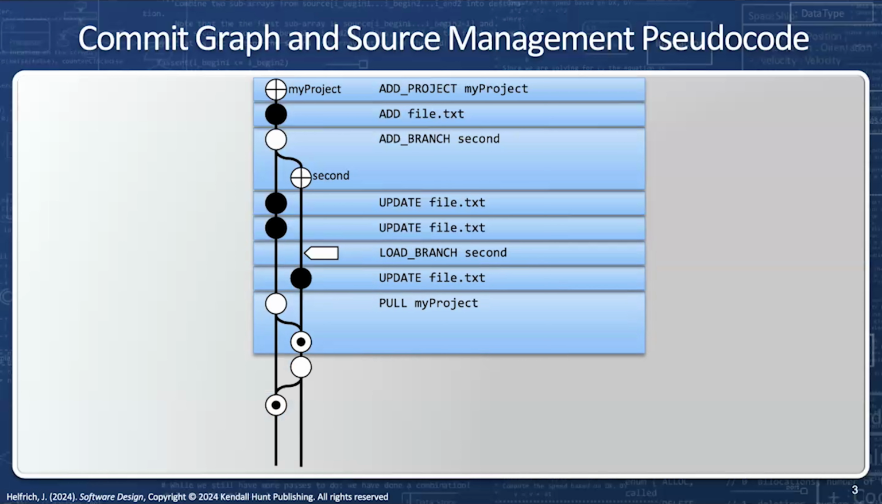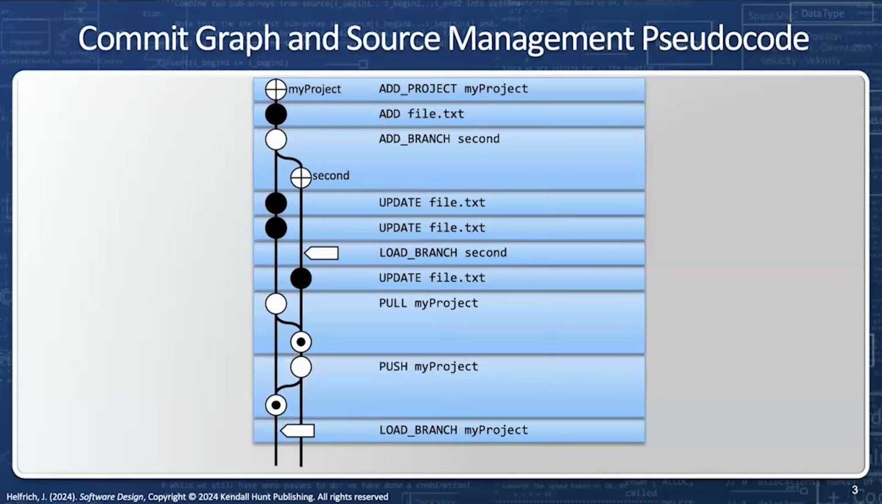Now I'm going to push my changes from second back to my project by saying push my project. Now, once again, if my current branch was my project, then I would do that same thing with a pull. In other words, whether it's a pull or a push depends upon your context. Now I'm going to change over to my project by saying load branch. Now I'm going to kill the second branch by saying delete branch.